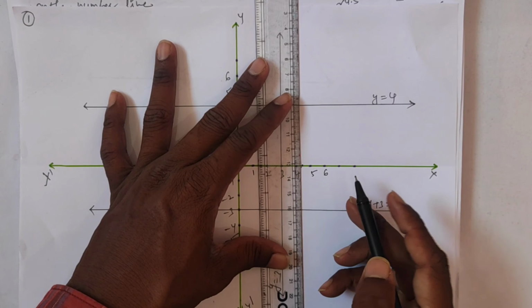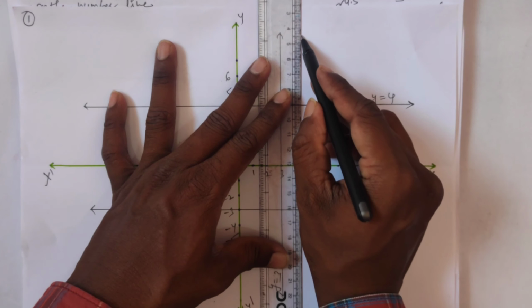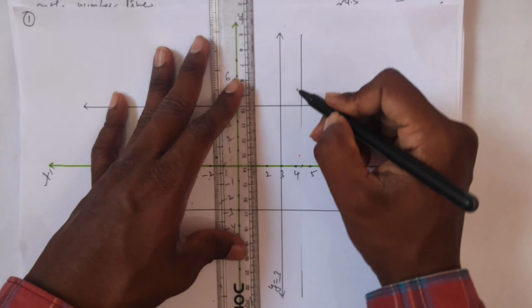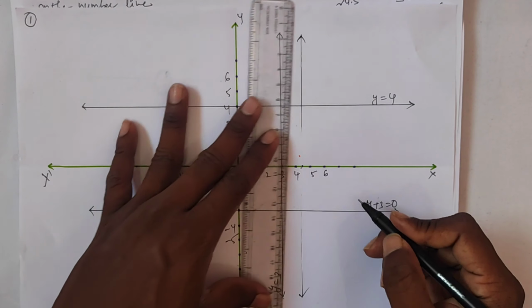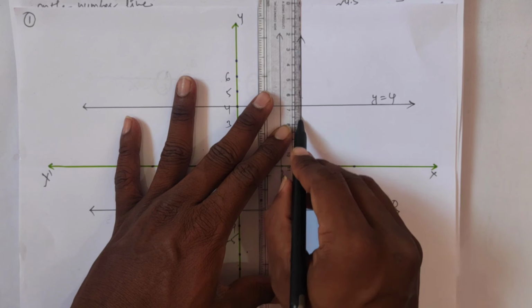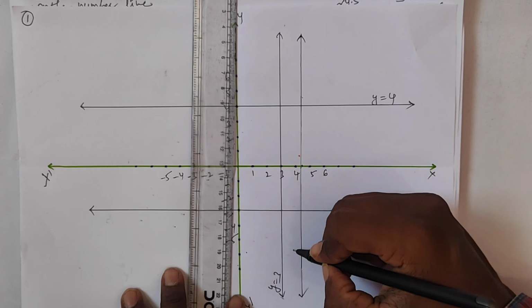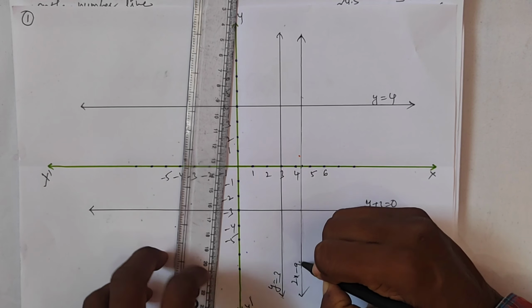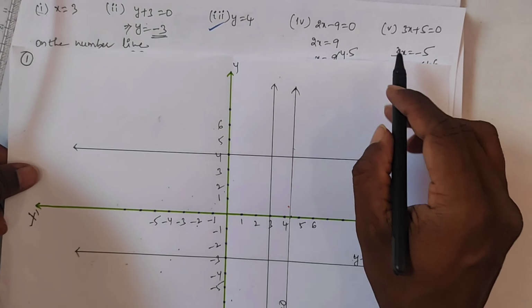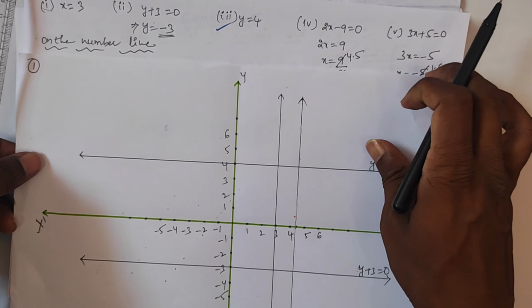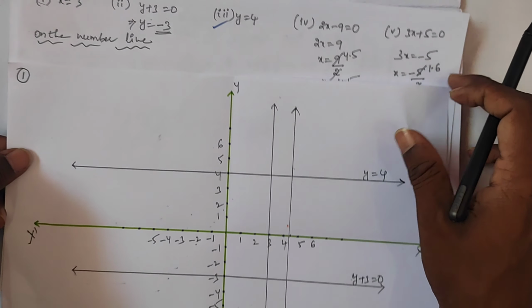Parallel to the y-axis. So this is called what? 2x minus 9 equals 0. And the last one is what? 3x plus 5 equals 0. After solving, what did we get here?